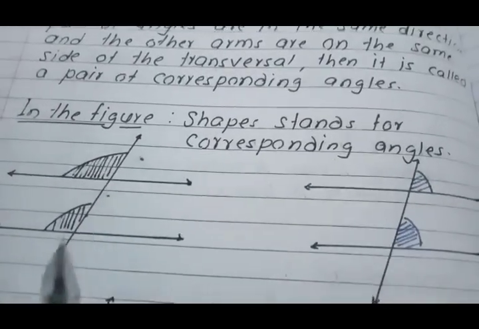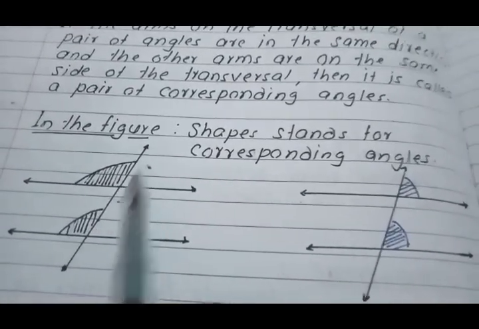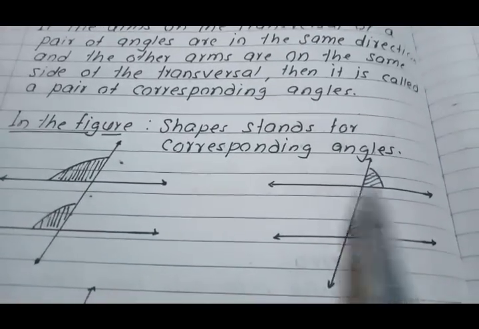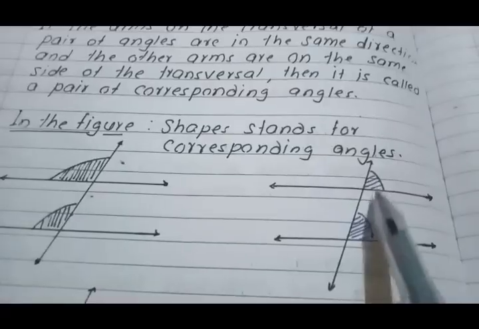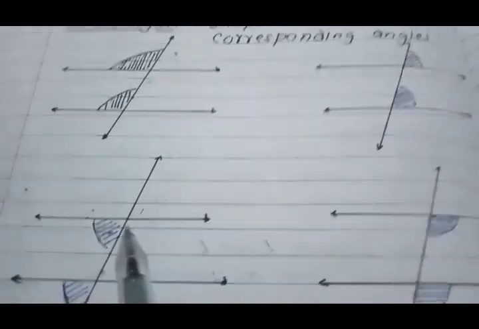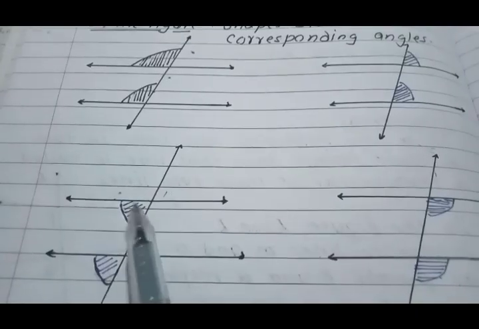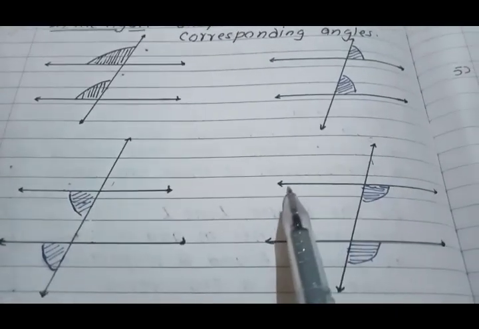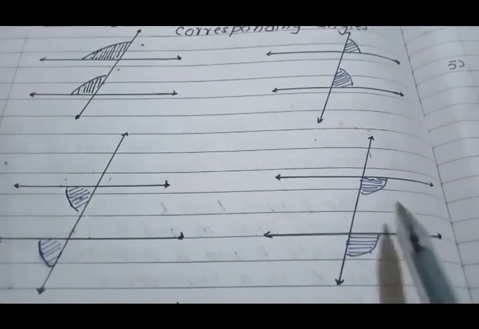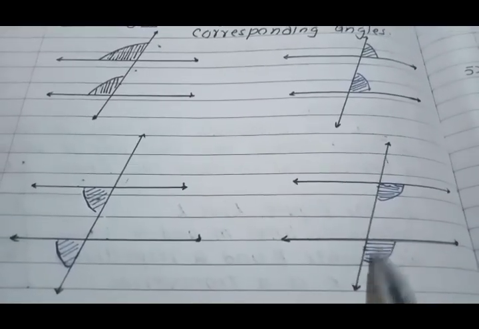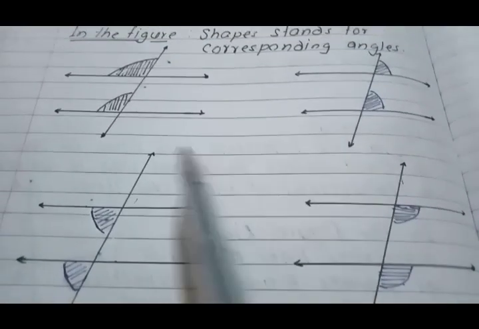Here these lines are parallel and this is the transversal, and these angles are corresponding angles. Here again, parallel lines, transversal, and these angles are corresponding angles. Again, parallel lines, transversal, and these are corresponding angles. Then this line is parallel and this line is the transversal, so this angle and this angle are corresponding angles.